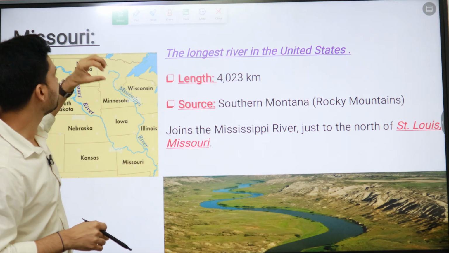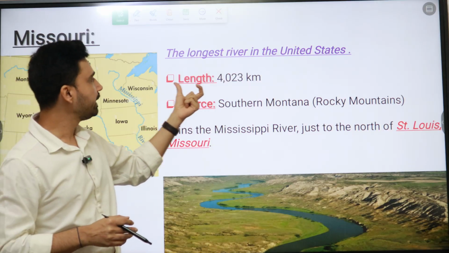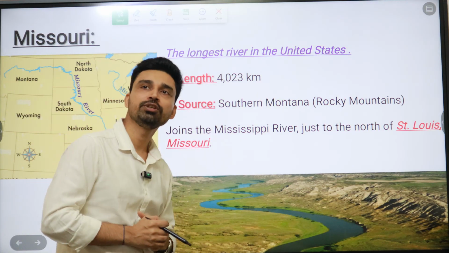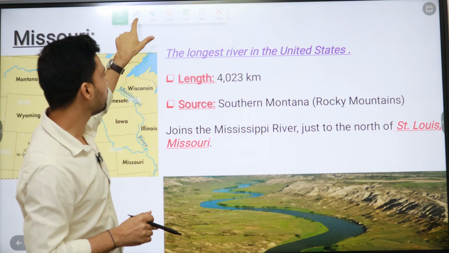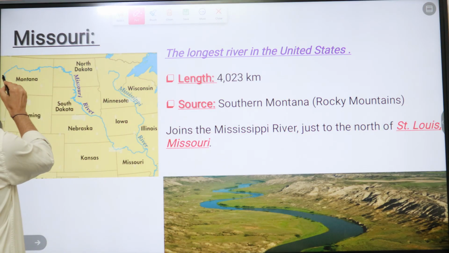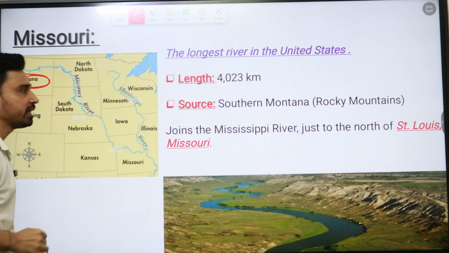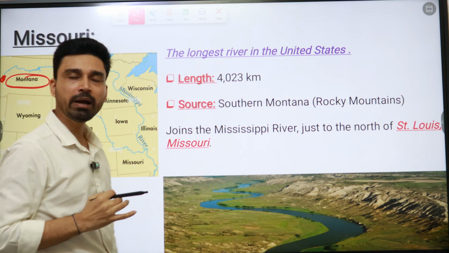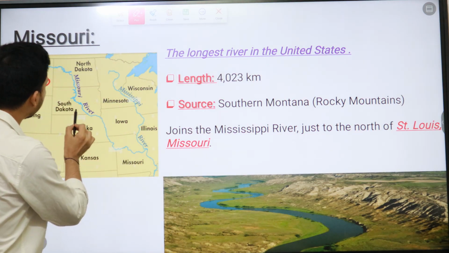Then coming to the Missouri, we have discussed the longest river in the United States. Missouri, the length is about 4,023 kilometers. So you can imagine it is a very long river, originating again in the Rocky Mountains that you have here in the western part. Here you have a state of US called Montana. So in the southern part of Montana, where you have the extension of Rockies, the river originates.